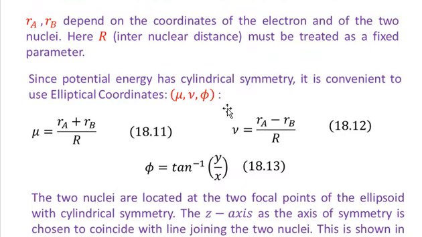So since the potential energy has a cylindrical symmetry, it is convenient to use elliptical coordinates mu and nu. And in addition to mu and nu, I have shown phi also. So the parameter mu will be related to the parameters of the problem as mu is equal to RA plus RB over capital R, and nu is equal to RA minus RB over capital R, and phi is equal to tan inverse of y over x. So you see that I have these parameters mu, nu, and phi to describe the problem.